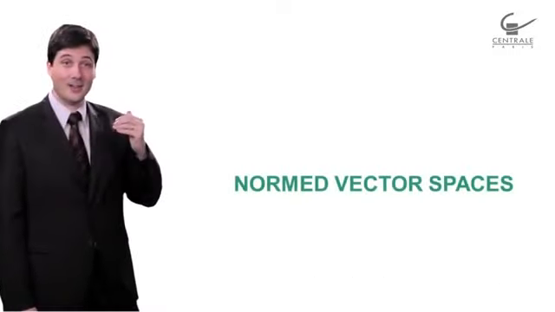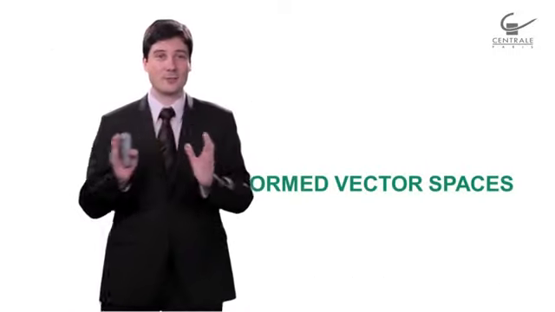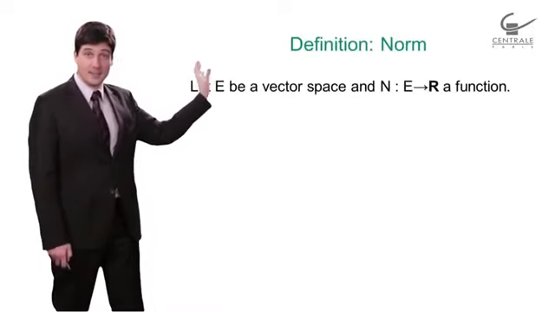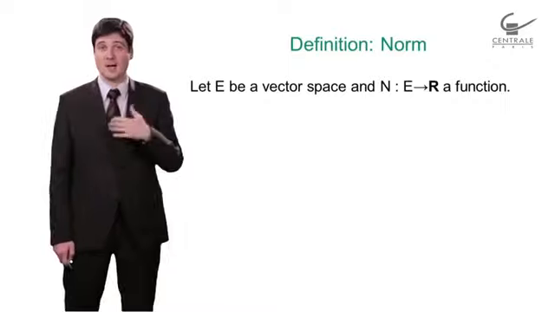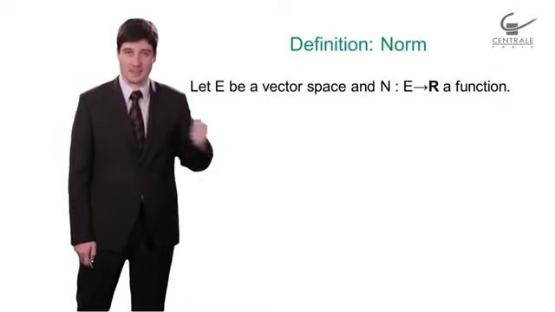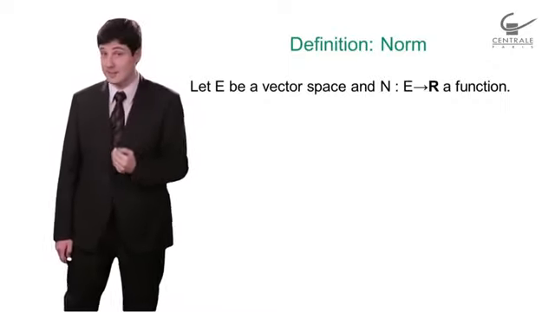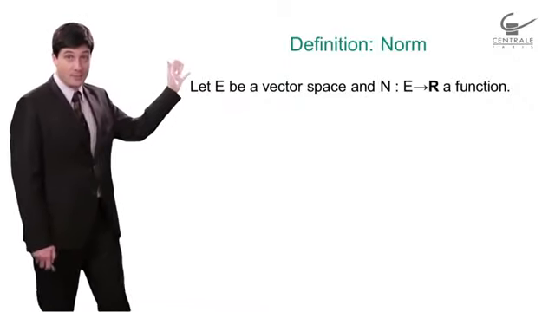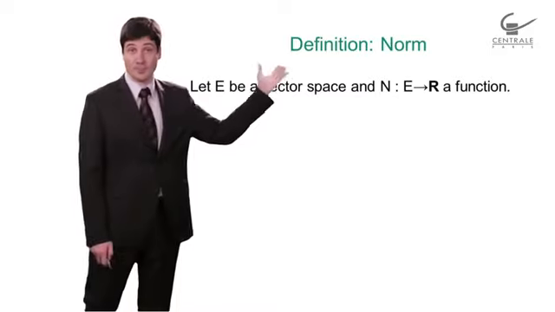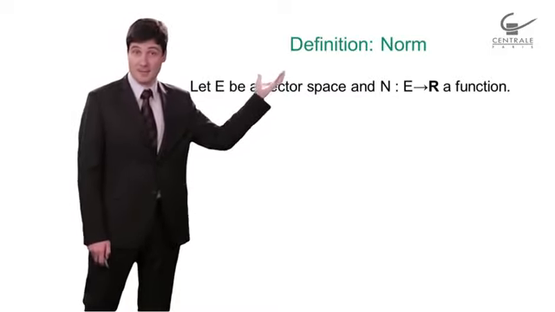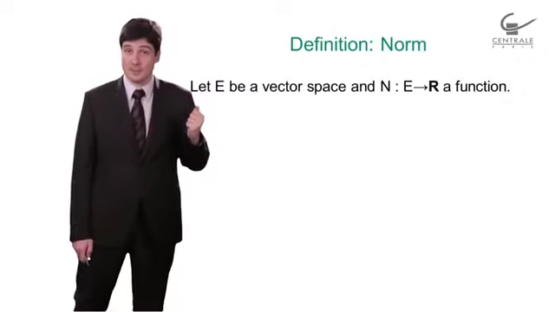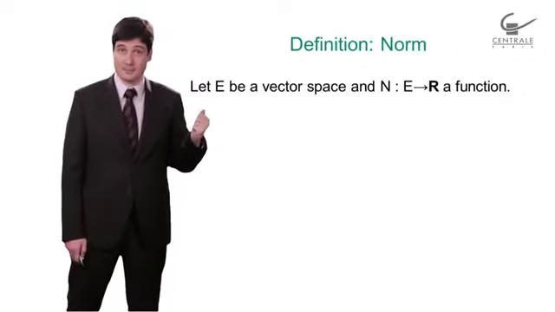Okay, now let's define normed vector spaces. We'll start with a vector space E. Vector spaces are also called linear spaces, and if you don't know what it is, you need to look it up. We start with E, a vector space, and we go to R, and we define a function n from E to R. N will be a norm if it meets some criteria.